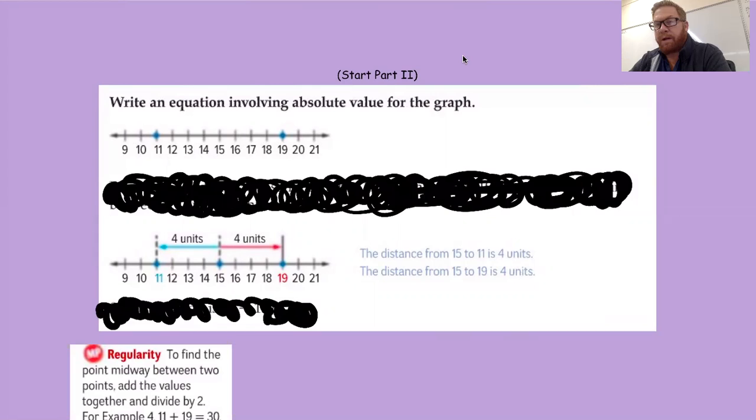So we are talking about absolute value equations, and once you finish this lesson, you should be able to write absolute value equations from seeing points on a number line. And the other thing you should be able to do, number two, is make sense of word problems and write an equation for them and solve them.